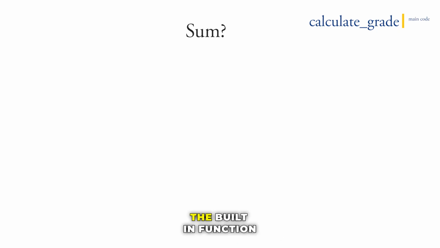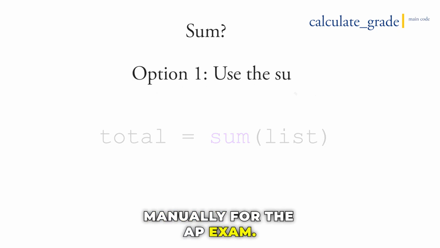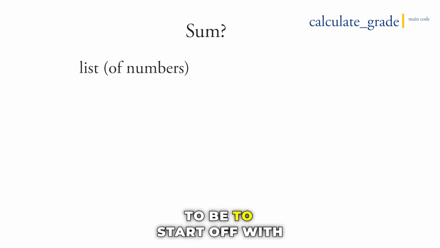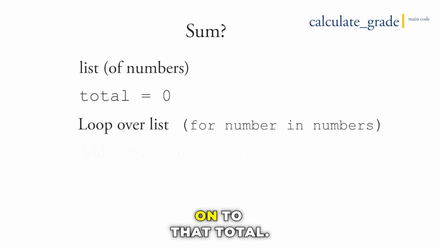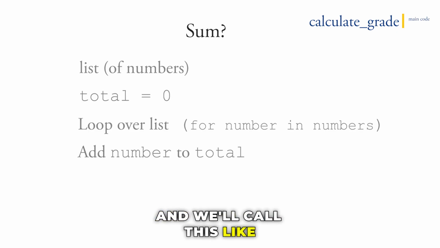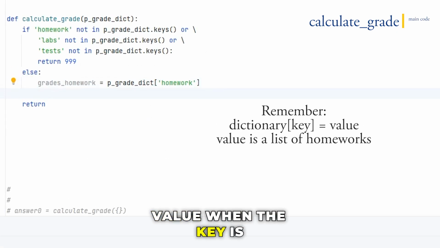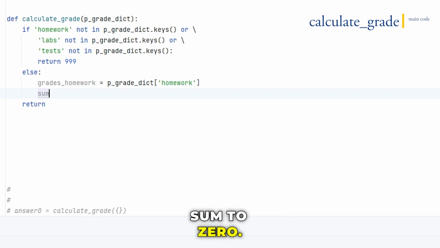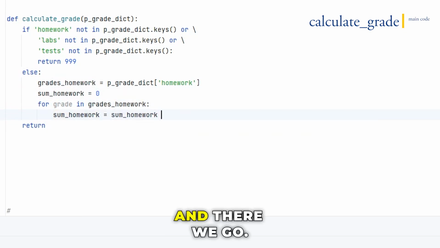Well, you could just use the built-in function sum, but you'll want to know how to do this manually for the AP exam. So our strategy is going to be to start off with a total of 0, loop through the list, and add the item that we're on to that total. And we'll code this like this. So first, we need the list, which is the value when the key is homework. Set that initial sum to 0. Loop through the list, add the item that we're on to that total, and there we go.